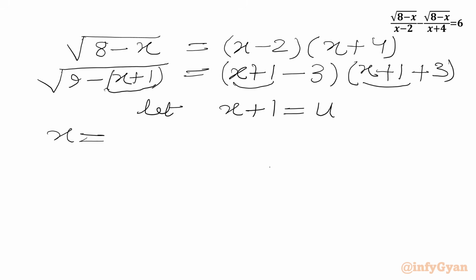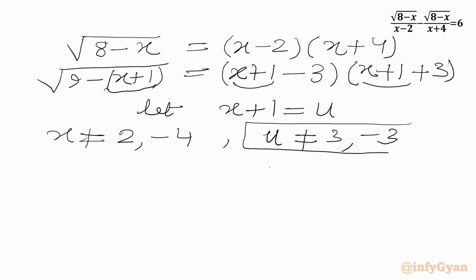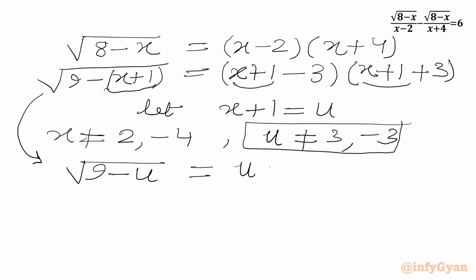x cannot be 2, x cannot be negative 4. So x plus 1, which is u, cannot be 2 plus 1, 3, cannot be minus 4 plus 1, minus 3. u cannot be 3 and minus 3. Now we can write our equation in variable u. Square root 9 minus u equal to u minus 3 times u plus 3.